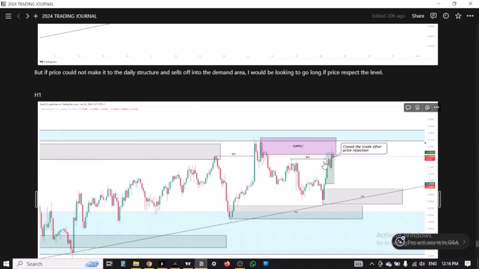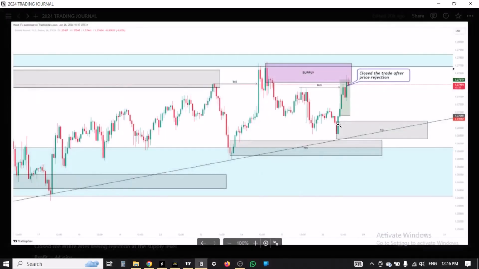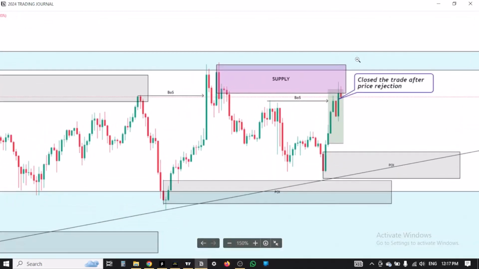And look at what really happened. Price respected the supply level here. When you are trading, you just have to open up to the chart to see things that are happening. I was expecting price to get to this daily demand structure here, but there is a supply level before that structure. What if price respects that supply level before the structure? What will you do? This was the point at which I closed the remaining half of the trade. I had taken out half here, and I closed the remaining one from this part.